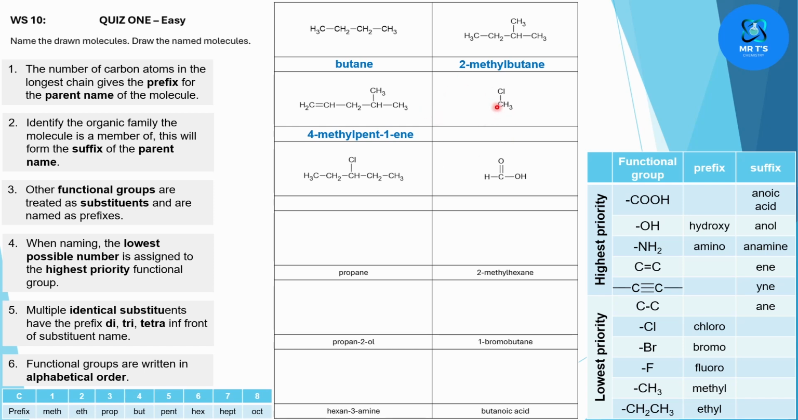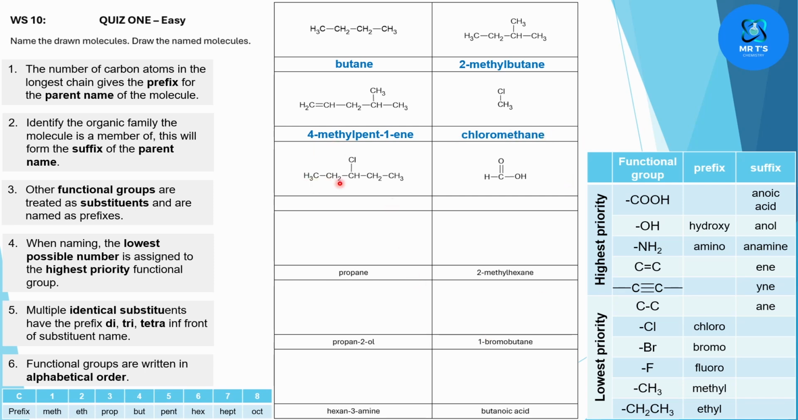The next one here has only 1 carbon in its main chain. It is going to be meth. It only has carbon and hydrogen bonds. It doesn't have a carbon-to-carbon bond, but it's still an ane. It's called methane, but it does have a chlorine functional group coming off it, so it's going to be chloro. And this will be called chloromethane.